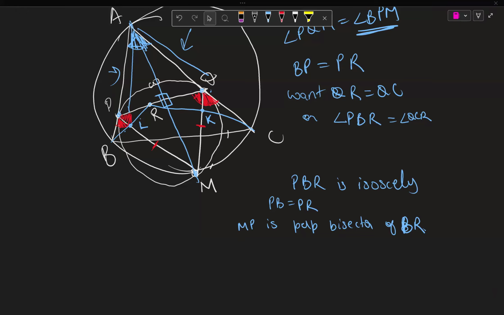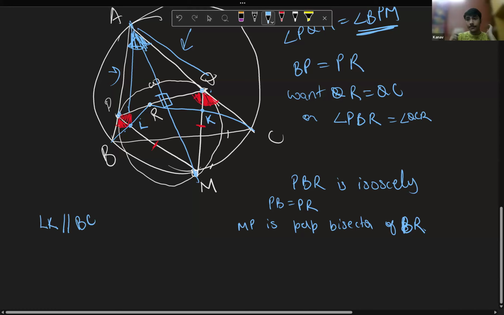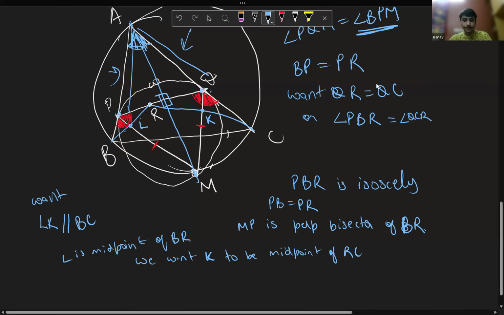We could also show that LK is parallel to BC. So angle RLK is equal to angle RBC. I'm sorry, I couldn't follow that. Could you repeat? LK must be parallel to BC. We need to prove that maybe. Yeah, we want this because L is the midpoint of PR and we want K to be the midpoint of us.